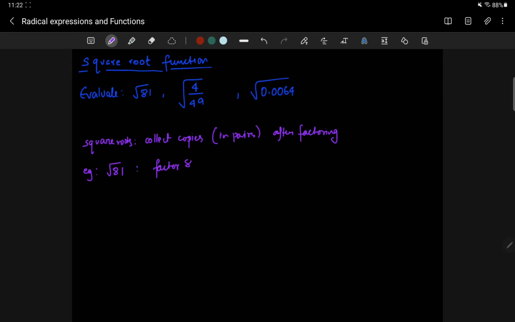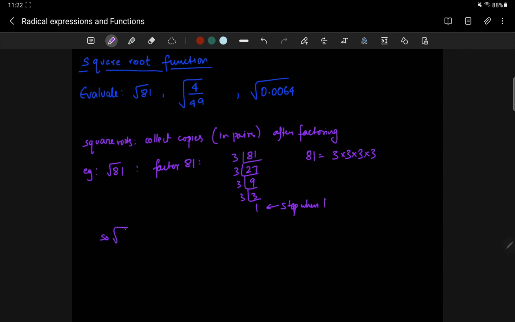81 first. When I factor 81, it's not even, so it cannot be divided by 2. So I try the next prime number, which is 3, which gives me 27. Same process, it gives me 9. Same process gives me 3. And I stop when there is a 1. Which means that 81 is 3 times 3 times 3 times 3.